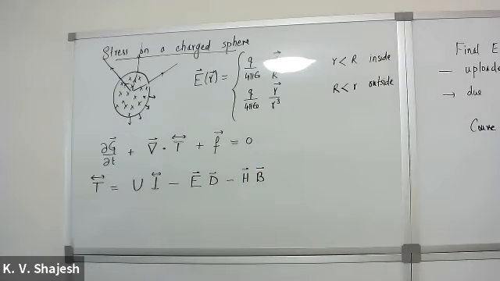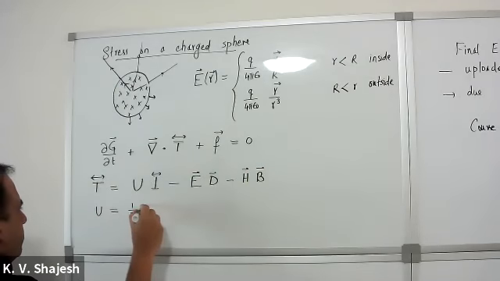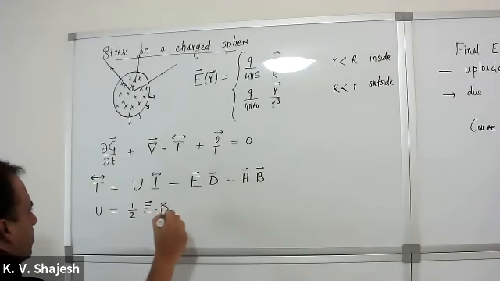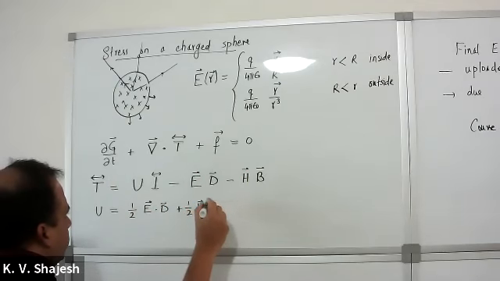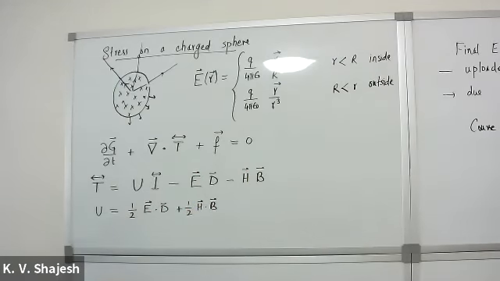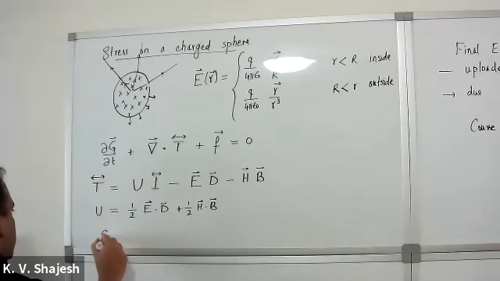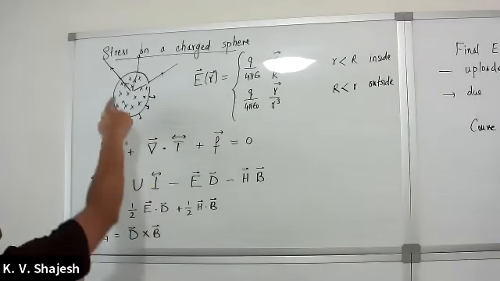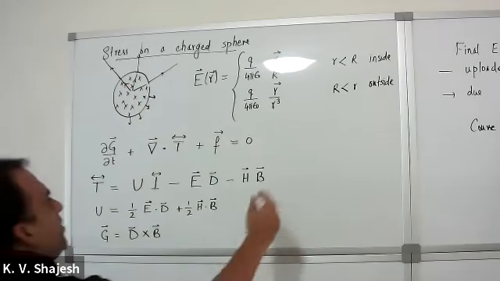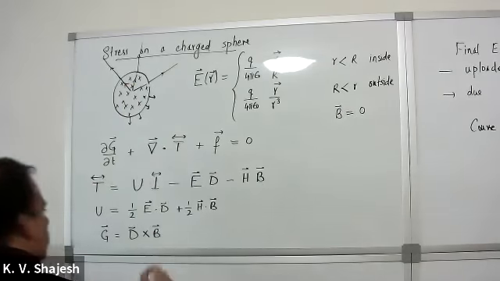I should clarify what is H and U here. So U is the energy density. That's 1/2 of E dotted with D plus 1/2 H dotted with B. And what else is there? That's U. So G is D cross B. And for this configuration, there is no magnetic field, right? So magnetic field is equal to 0. So that's immediately 0.